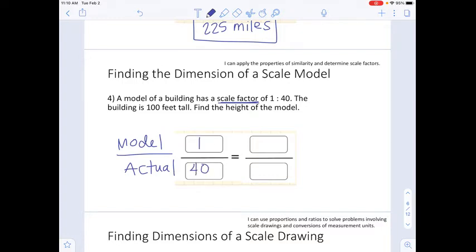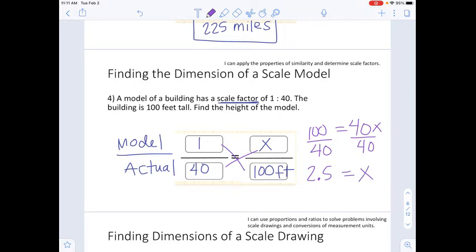And then it says the building is 100 feet tall. Find the height of the model. So the actual is 100 feet. The model, we don't know. To solve this, I'm going to use cross multiplying. 1 times 100 is 100. 40 times x is 40x. Then I'm going to divide both sides by 40. And I'm left with 2.5 equals x.